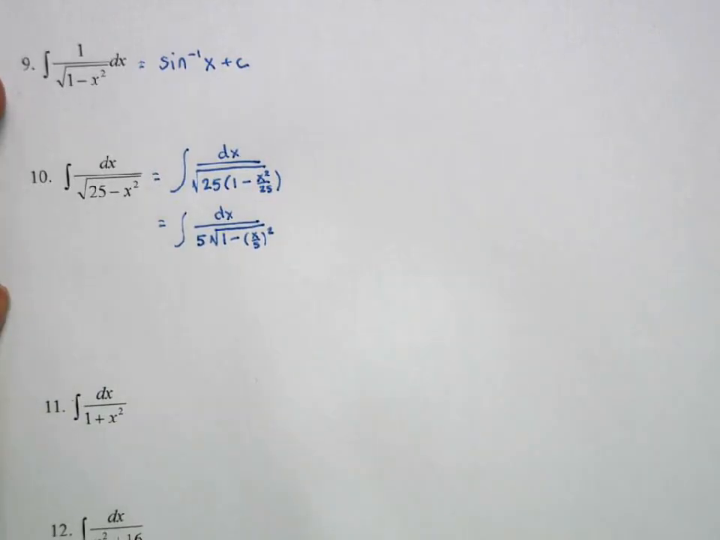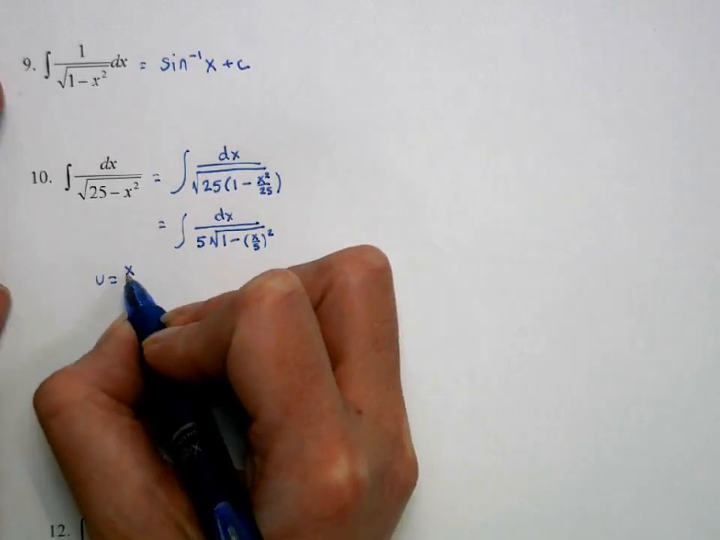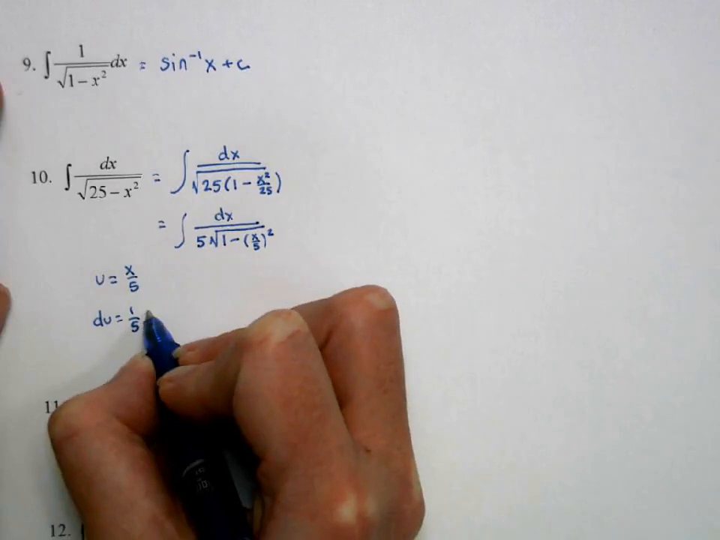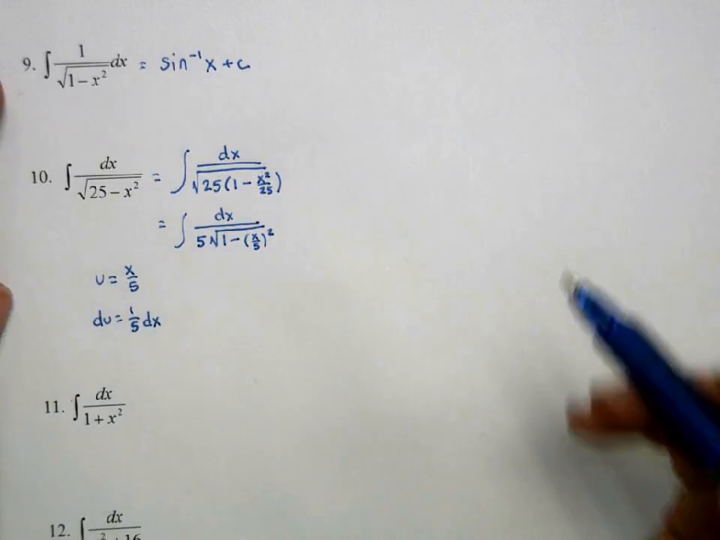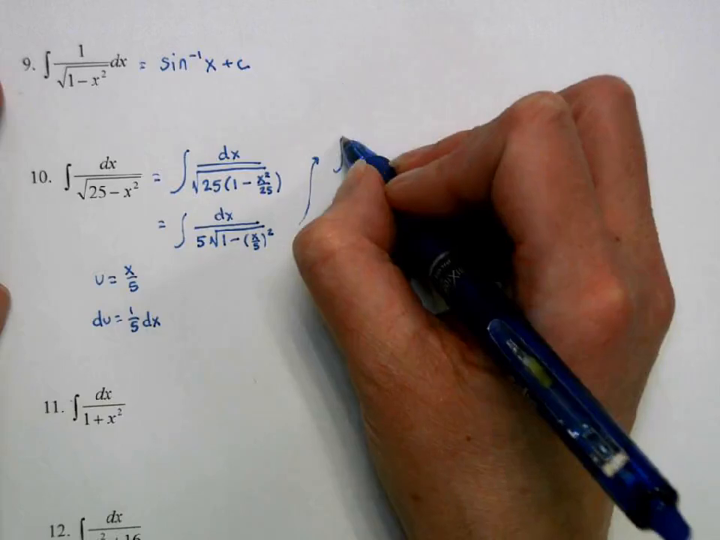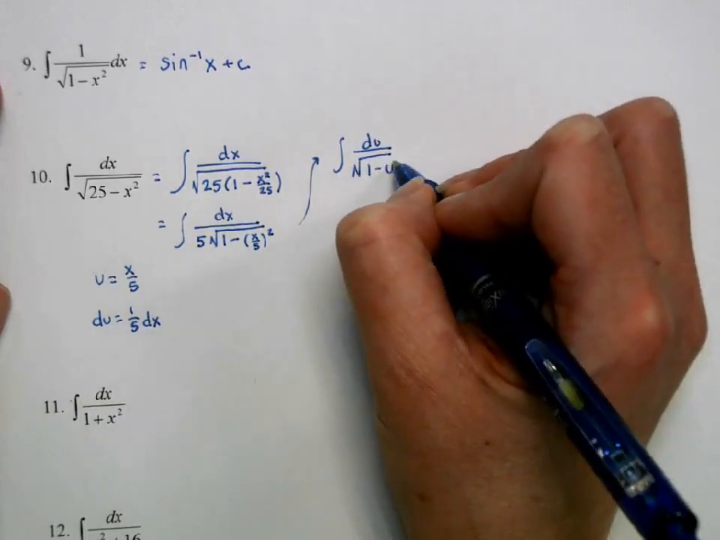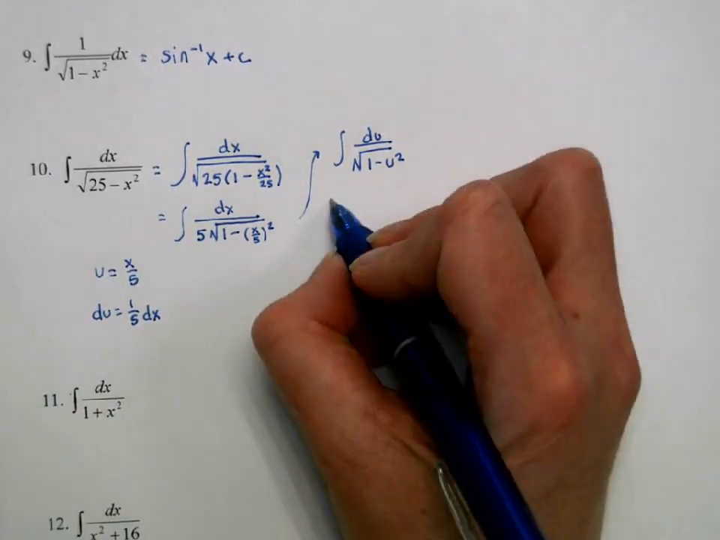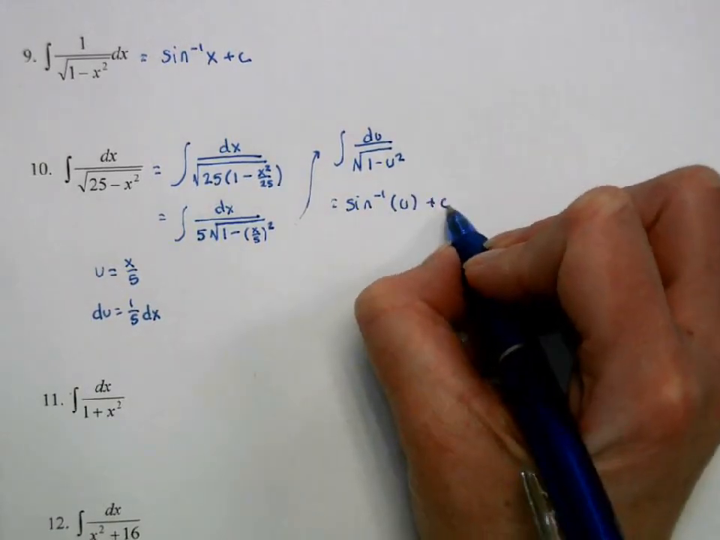Okay, then I can do a u substitution. I'm going to let u equal that x over 5, which means du is 1/5 dx. So that's going to become u. This 1 over 5 is going to become du. Okay, and just like that, we have sine inverse. So this is going to be the sine inverse of u. And then we'll go ahead and substitute back in.